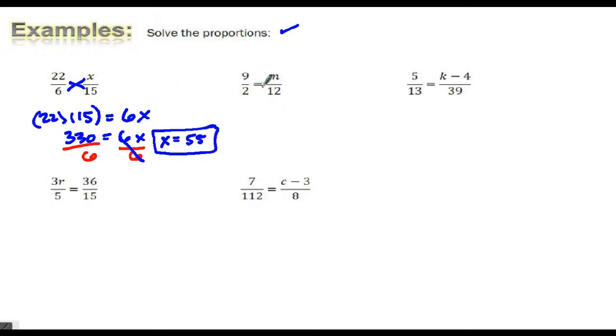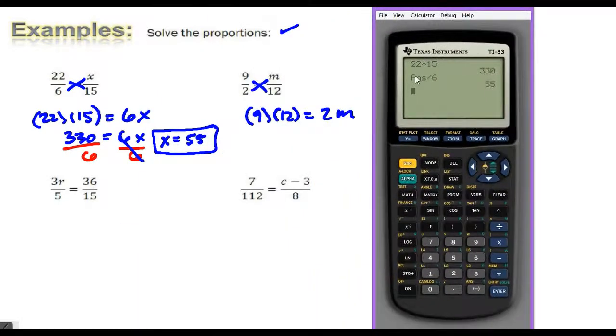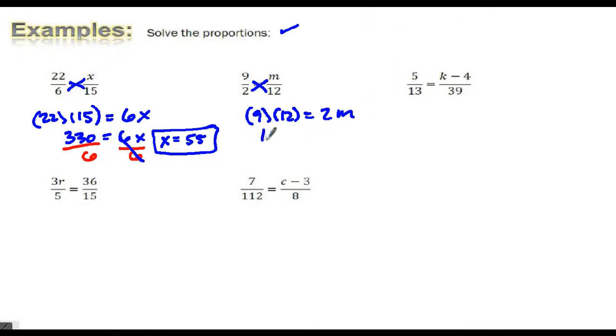Alright, let's go on to another example. 9 times 12. We're going to multiply those two, so it's going to be 9 times 12. And that has to equal the cross multiplication of 2 times m, so 2m. Alright, let's take our calculator now and multiply 9 times 12. That's going to give us 108.